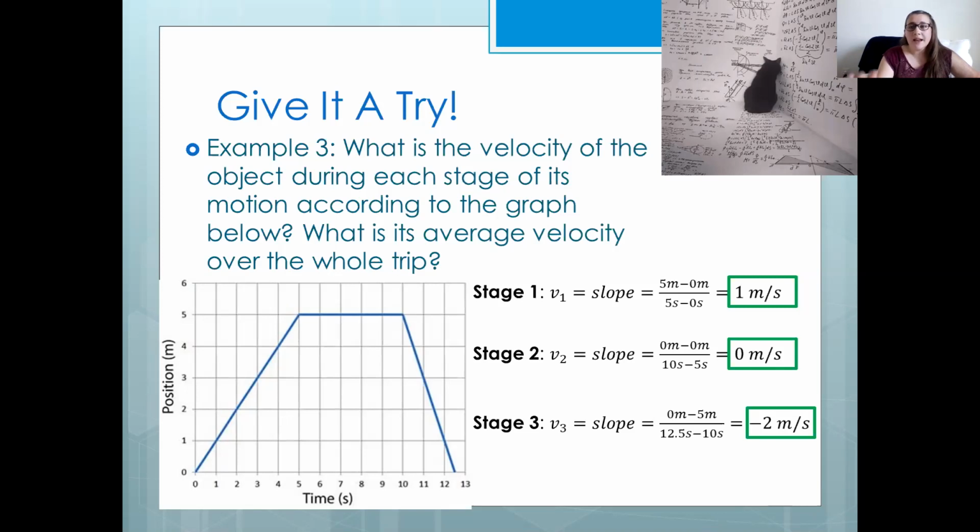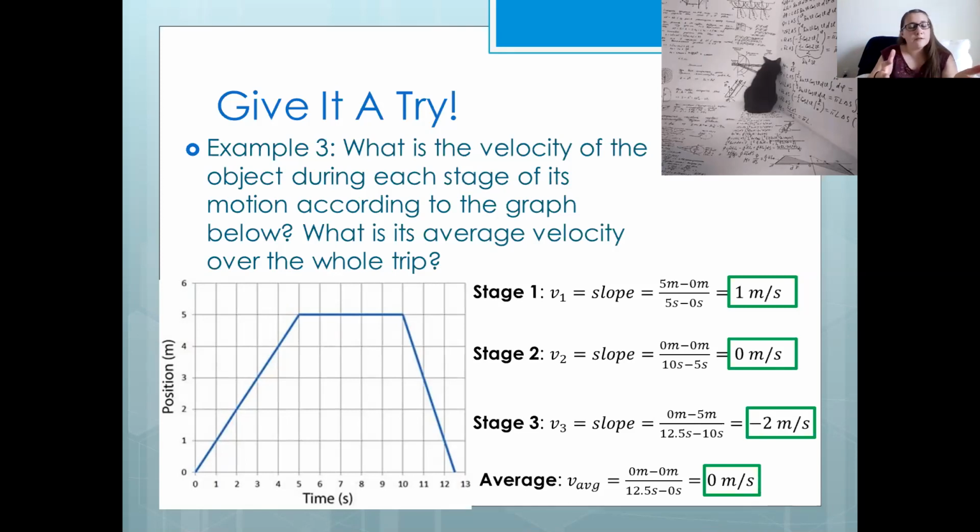If you want to think about the average velocity, remember, average velocity takes into account its total displacement. So if it starts at a position of 0 and ends up at a position of 0, then even though it traveled some distance between those 2 points, we still end up with a displacement of 0. And so our average velocity is 0 meters per second.